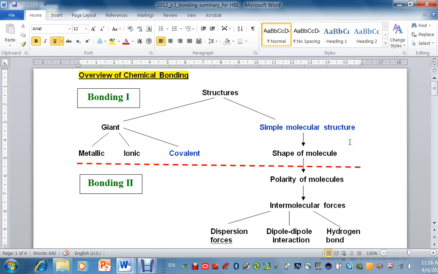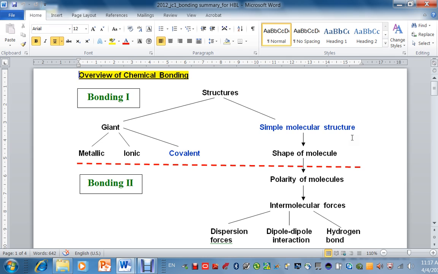I want you to take note that covalent substances can either have a giant structure or a simple molecular structure. So it doesn't mean that a covalent substance definitely has a low melting point, for example. If it has a giant structure like diamond, it also has a very high melting point.